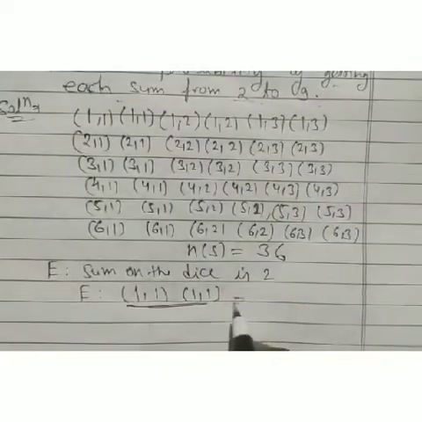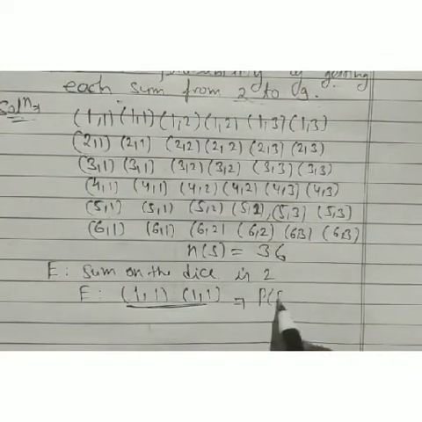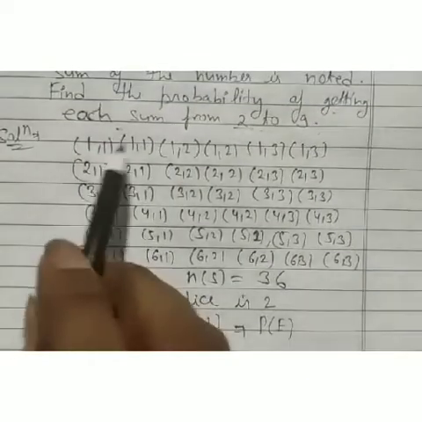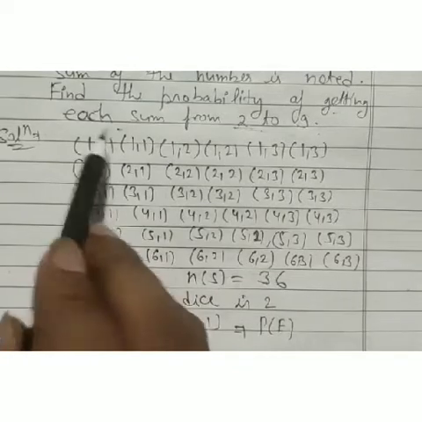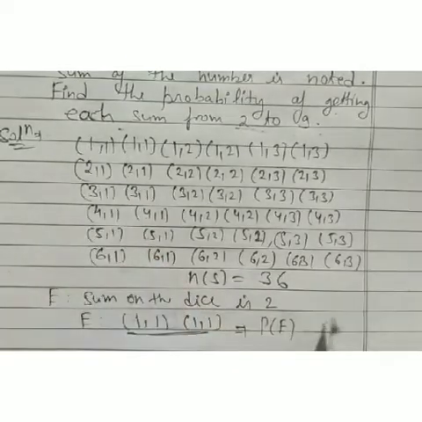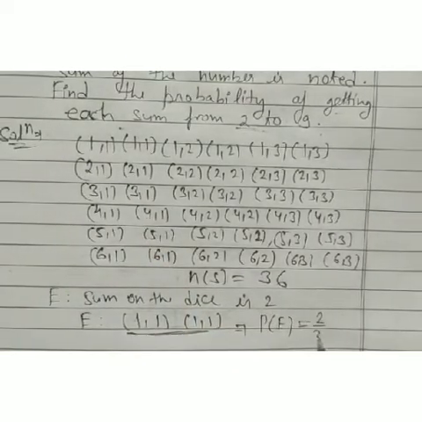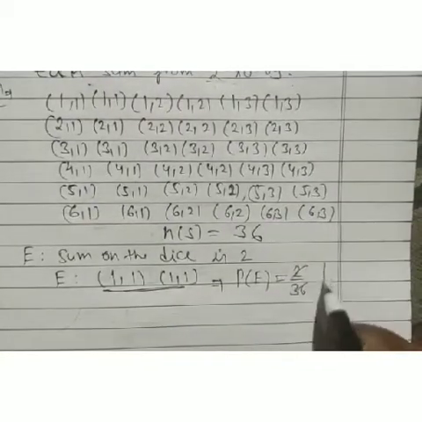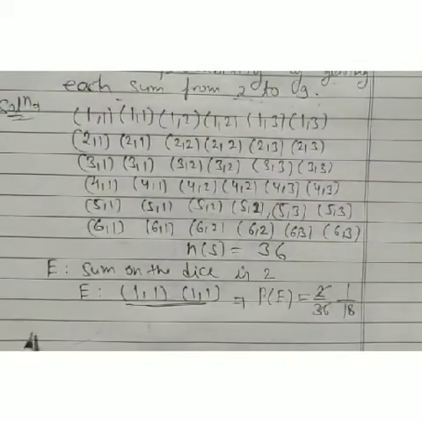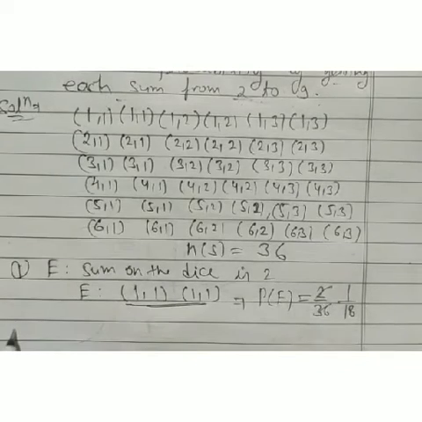Then in this case, what is its probability? Only 1 case is favorable, the sum on the dice being 2, only this one. Then we have 1 upon 36. This is our first portion.